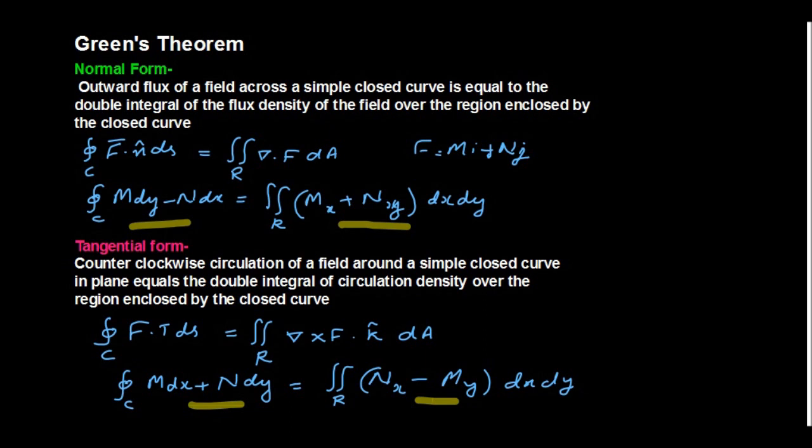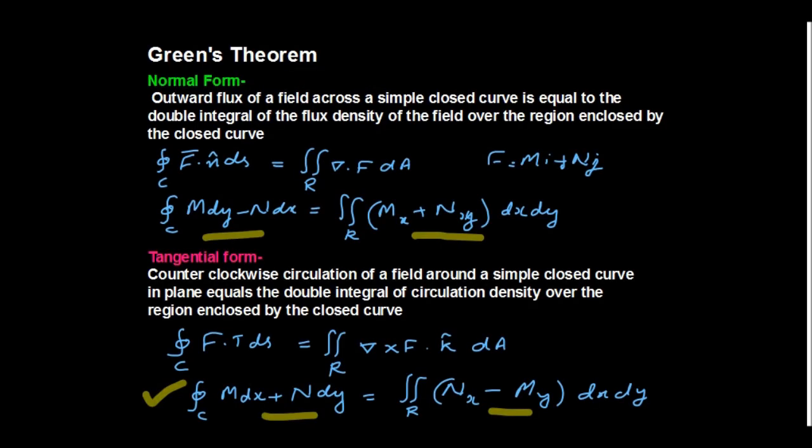So let's see one problem to verify Green's theorem. Solve this problem. Question: verify Green's theorem in the plane for integral over C (xy plus y square) dx plus x square dy. C is closed curve of the region bounded by y equal to x and y equal to x square. Here we have to check which form of the Green's theorem we have to use.